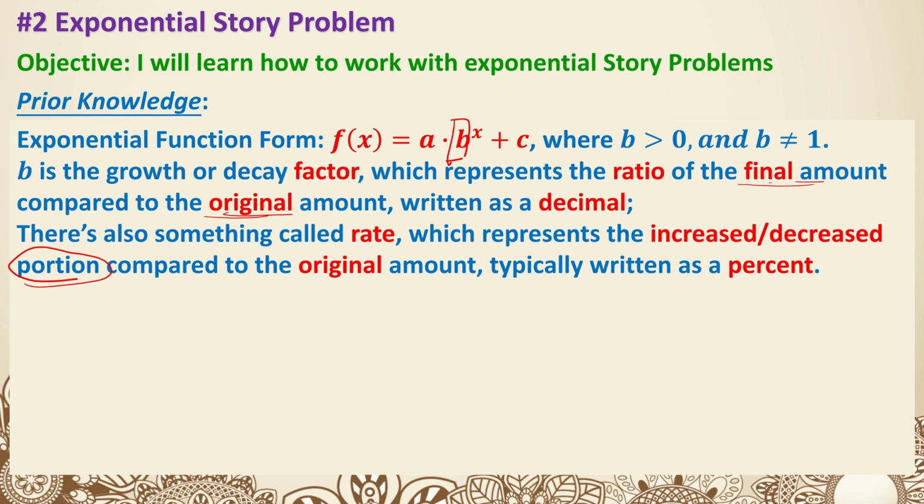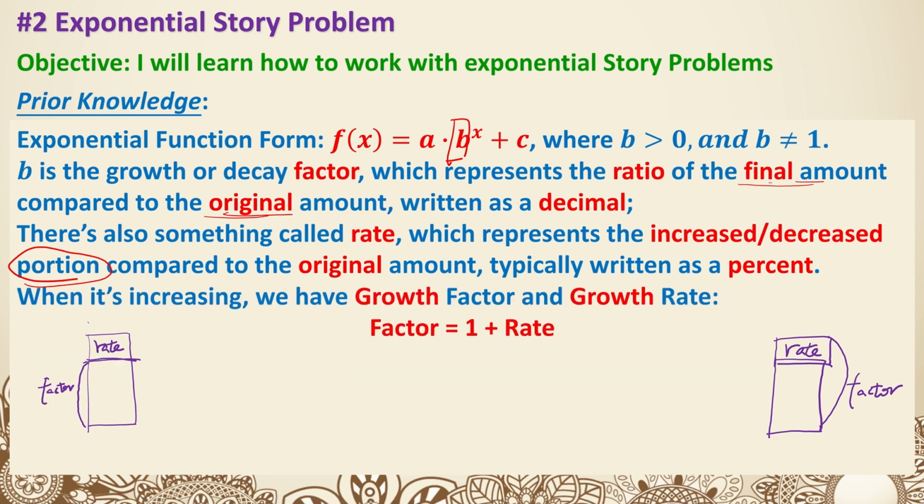So let me quickly draw a diagram. Let's say this is the original, and if we have some extra on the top, this extra portion would represent the rate, but this whole thing is going to be the factor. Or the other way, let's say you have this as the original, and you cut off some extra. This is the rate, but this is going to be the factor. So that's the difference between rate and factor. Rate is just the changed portion. Factor actually represents the whole thing.